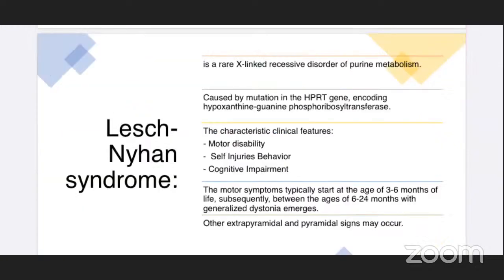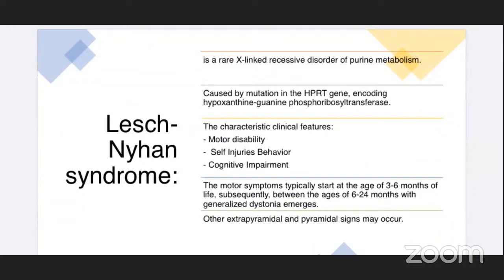Moving on to the next condition, we have Lesch-Nyhan syndrome. It is a rare X-linked recessive disorder of purine metabolism caused by mutation of... at the age of 3 up to 6 months.